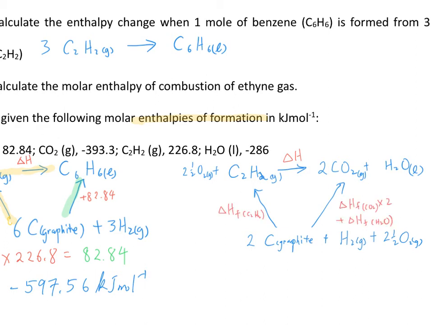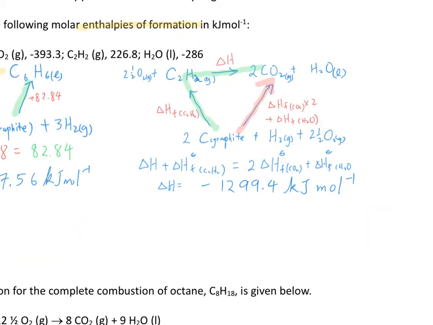And now we can build up a cycle like this. We may convert the carbon and hydrogen into the ethine gas first, and then convert into the carbon dioxide. And also, the carbon and hydrogen can also be converted into the carbon dioxide and water directly. And finally, the answer can be found.